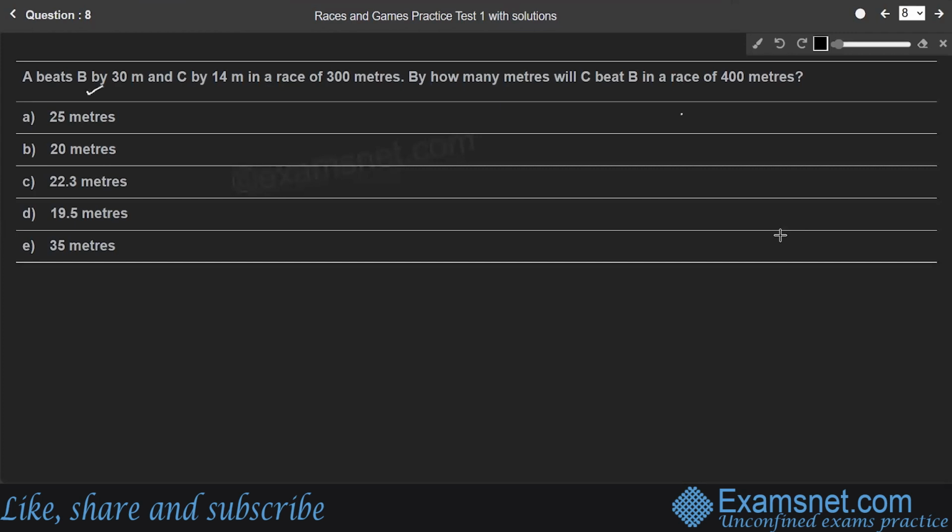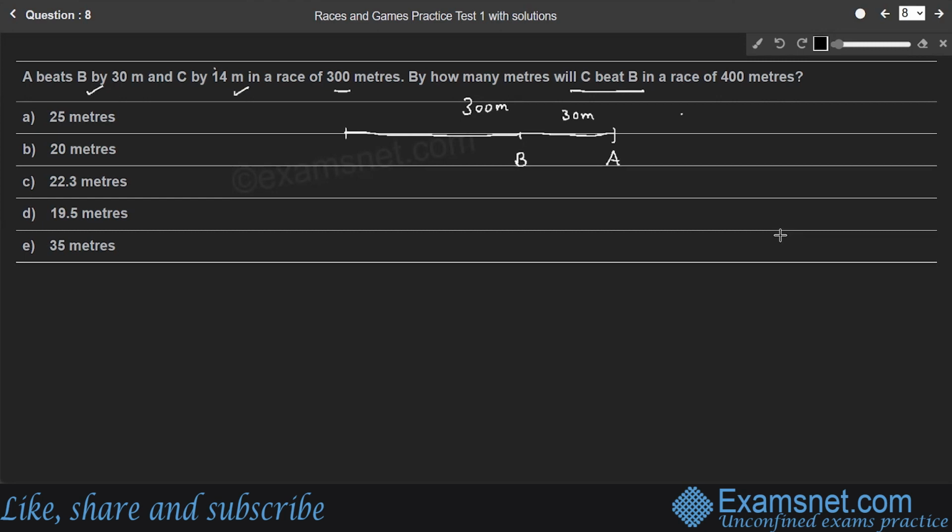Question number 8. A beats B by 30 meters and C by 14 meters in a race of 300 meters. By how many meters will C beat B in a race of 400 meters? So students will consider the track of 300 meters first. A beats B by 30 meters, so the distance between A and B will be 30 meters when A reaches the destination.